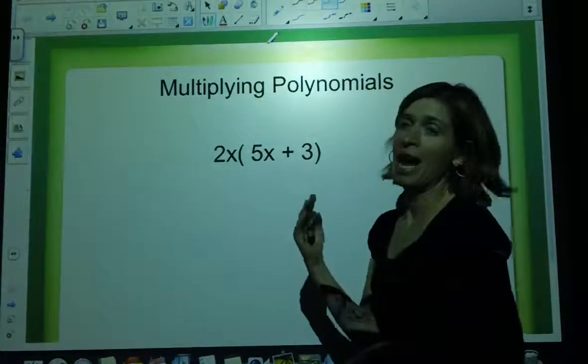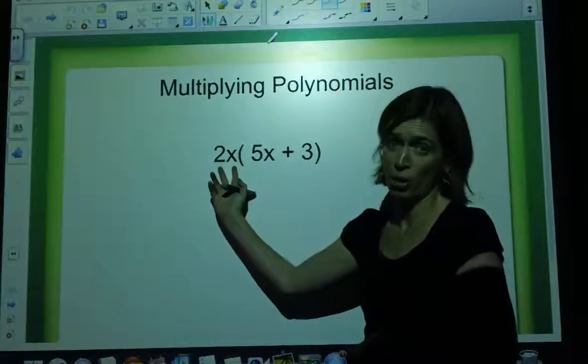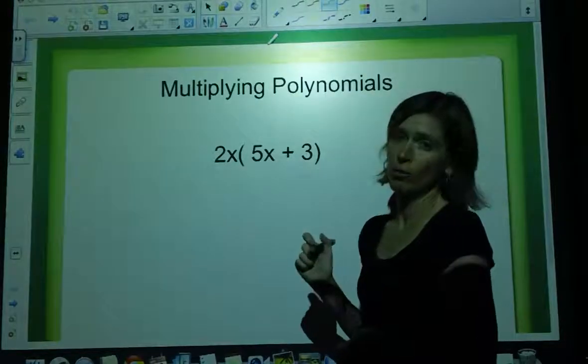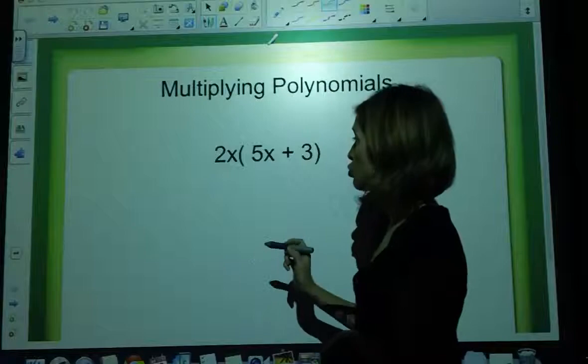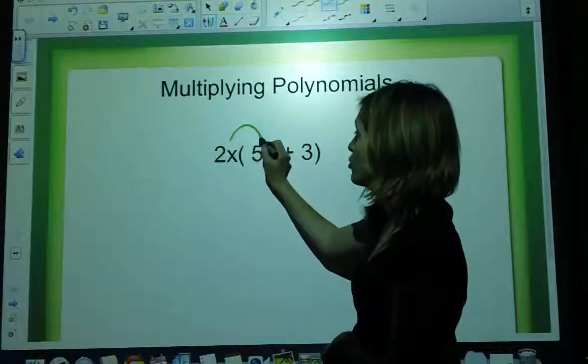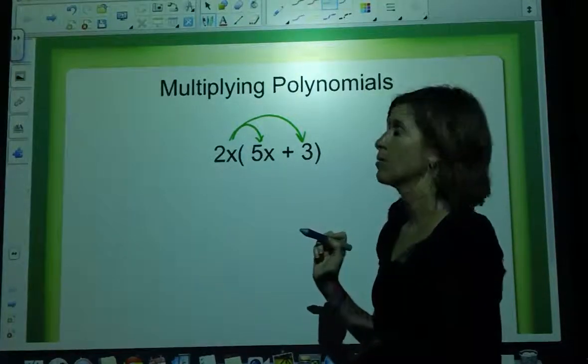Okay, so first let's look at what we have done. You have learned how to multiply a monomial to a binomial. We also say using the distributive property. So you're multiplying using the distributive property. So remember, you have to multiply that monomial to both pieces within the polynomial.